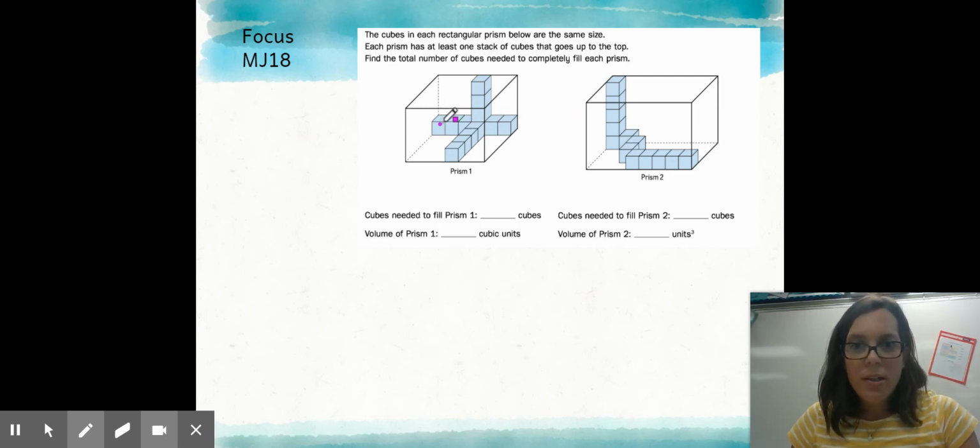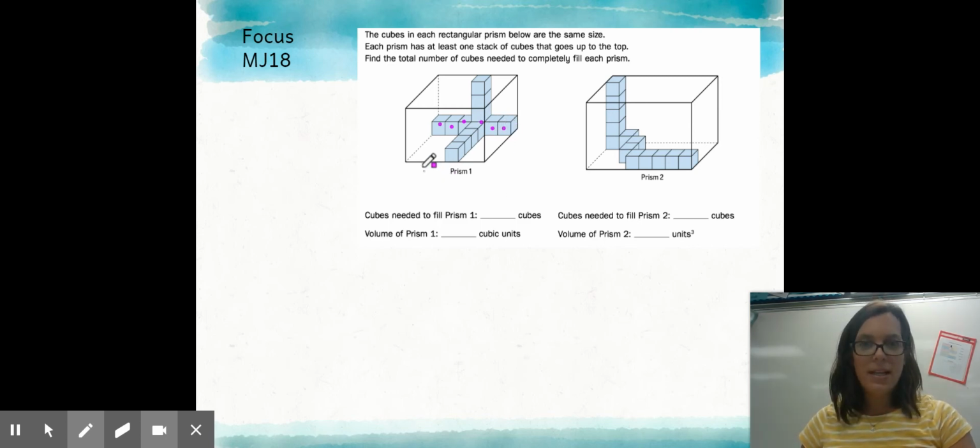So there's 1 cube, 2 cube, 3 cube, and there's actually one hiding underneath, and this is where 5th graders get confused because they don't see it, but there's actually one there. So we're going to put a little dot there, 4, 5, 6. So the width I'm going to say is 6, and you can write this on your paper.